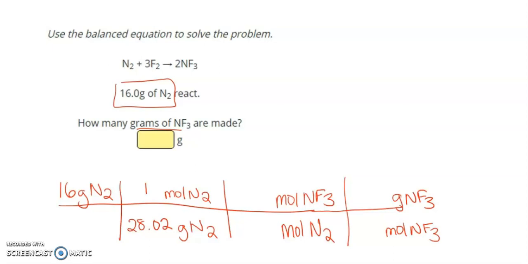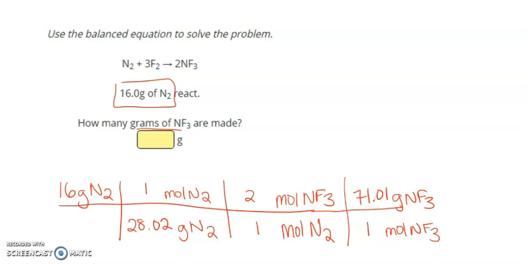Next column, I have moles and moles. The mole to mole ratio is in the balanced equation. 1 mole of N2 makes 2 moles of NF3. Last column, grams and moles again, I'm going to look on the periodic table. 1 mole. Now remember, you don't drag that number down from the previous column because this is going to be the grams in 1 mole. All right, now to get the grams, I add up the number for nitrogen and 3 fluorines. I get 71.01 grams in 1 mole.